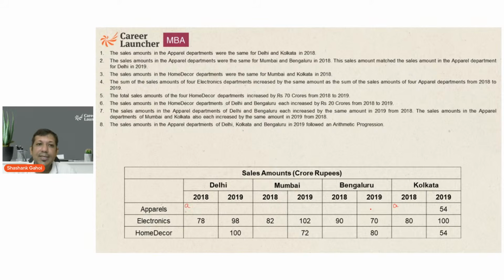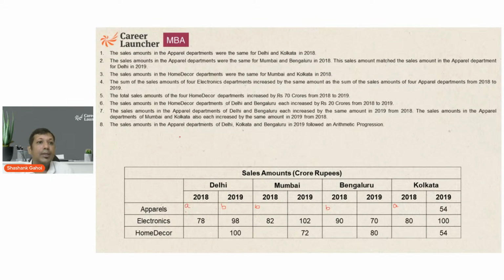Okay. The sales amount in apparel department was same for Mumbai and Bangalore in 2018. So this is B. This is also going to be B. Okay. This sales amount matches the sales amount in apparel department in 2019. Okay. In Delhi. So that is Delhi is also going to be B. Okay. This is what we got.